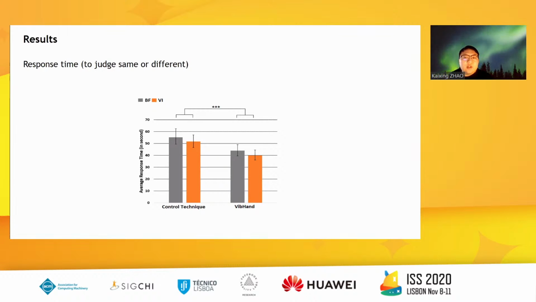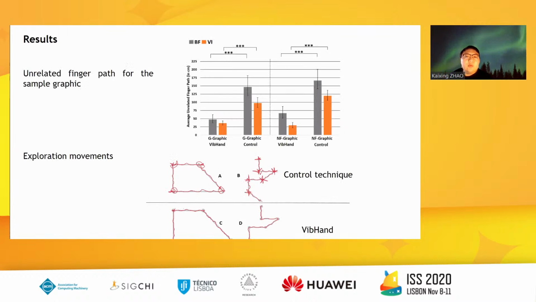As you can see on the figure, the response time is shorter with the left hand. The ANOVA shows that there is an effect of the interaction technique and the graphic type on the response time, but no effect of the visual details.